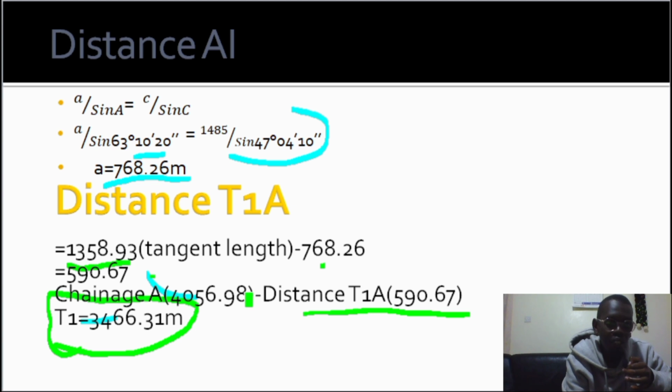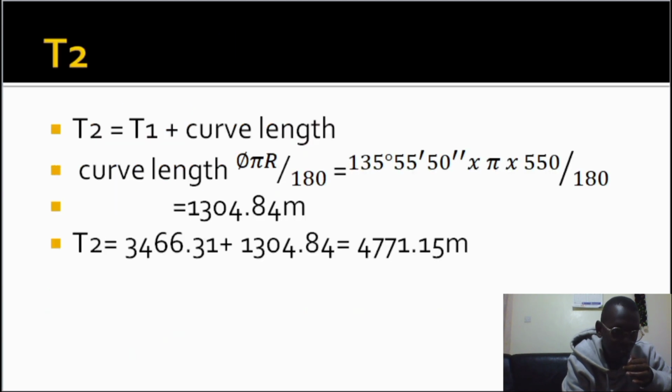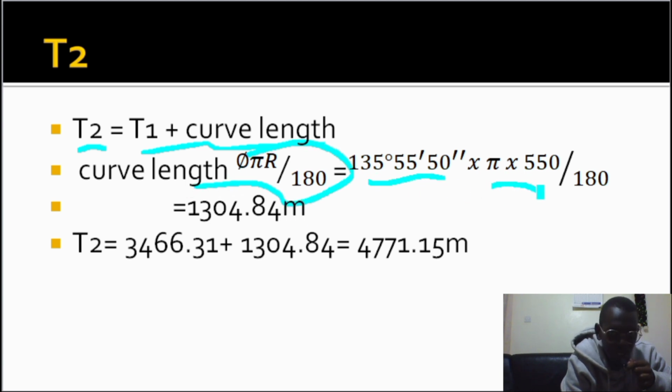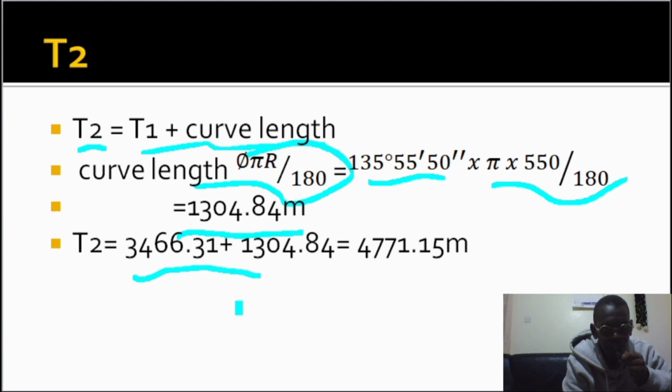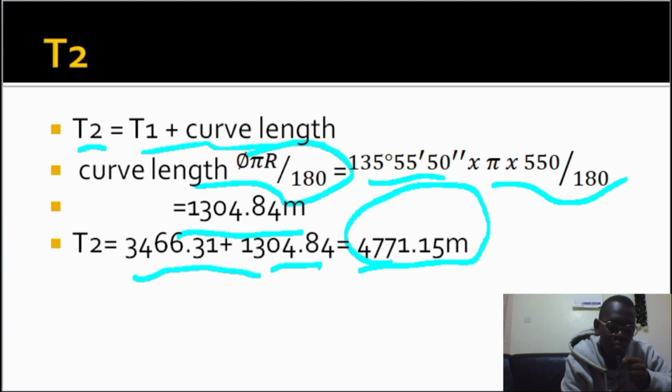Then we go ahead and we calculate the chain of the second tangent point, that is T2. So T2, the formula: T2 is equal to T1 plus curve length. The formula of the curve length is found here. You just put these values directly in your calculator. By having that, our final answer of the curve length becomes 1304.84 meters. Returning to the formula, T2 is equal to the value of T1 gotten earlier plus the curve length, and we will get our T2 as 4771.14 meters. By doing that, I'll have finished those two values and the calculations.